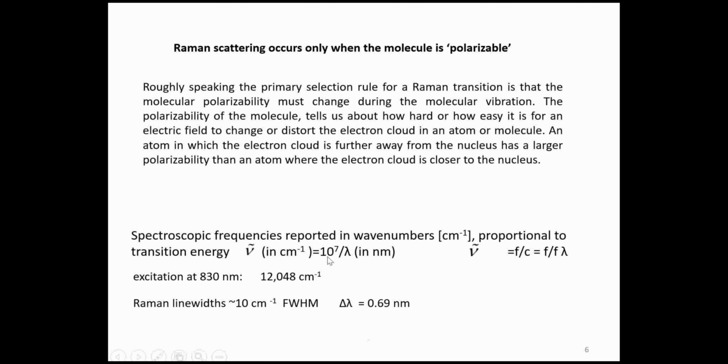If the excitation is 830 nanometer, then the wave number is approximately 12,000 centimeter inverse. Now we can probe vibrational energy levels or rotational energy levels in a detailed way. If you see a Raman peak with a line width of 10 centimeter inverse FWHM, the corresponding change in wavelength is only 0.69 nanometer. This is to magnify the scale, which is why we use wave numbers.